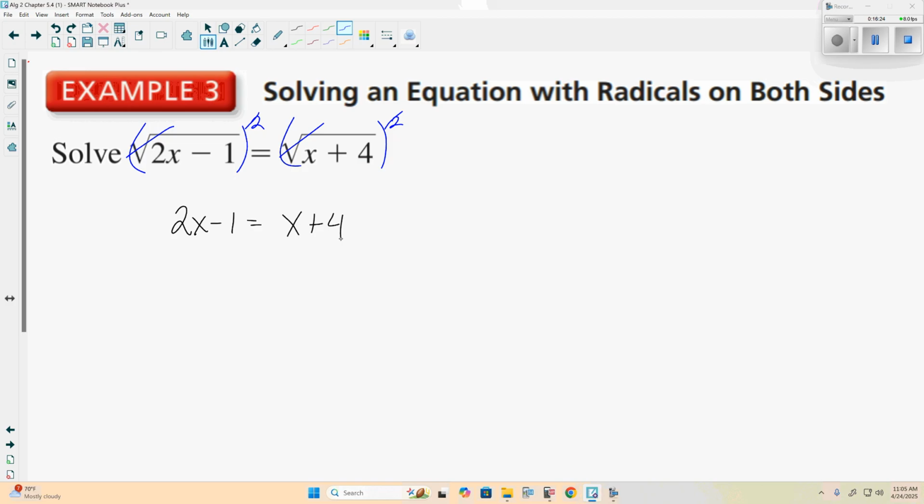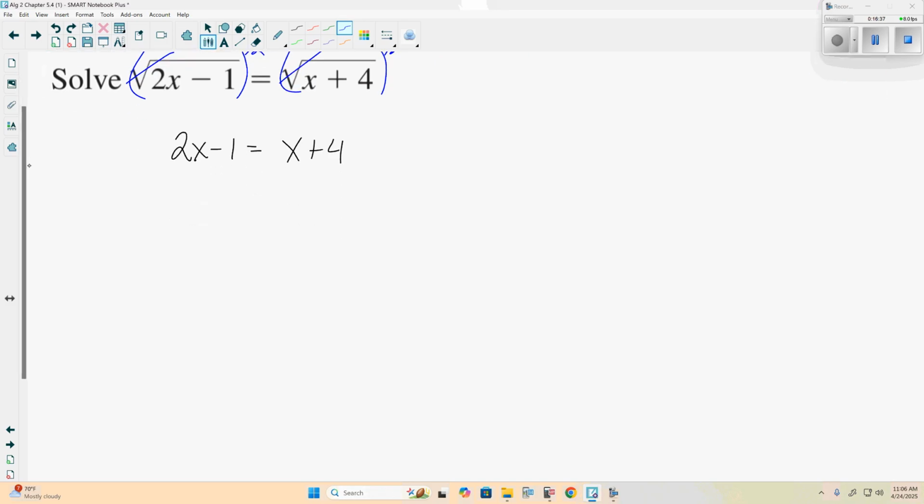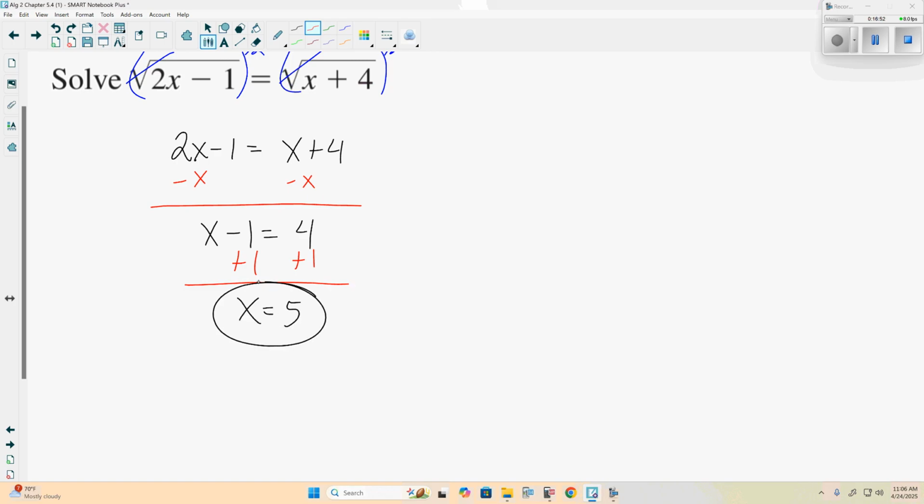Now, this works because, again, we only have the radical. If it was, say, the square root of 2x minus 1 and then plus something outside, we'd have to actually multiply it out. Yep, now we just need to solve. We can subtract x. 2x minus 1 is equal to 4, yes, and add 1. Telling us x is equal to 5.